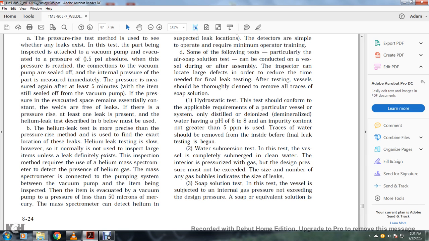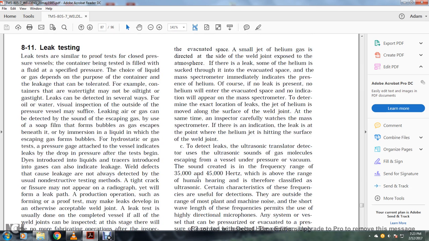The inspection method requires the use of a helium mass spectrometer to detect the presence of helium gas. The mass spectrometer is connected with the pumping system between the vacuum pump and the item. Beginning the inspection, the item is evacuated by the vacuum pump to a pressure less than 500 microns of mercury. The mass spectrometer can detect helium in the evacuated space.